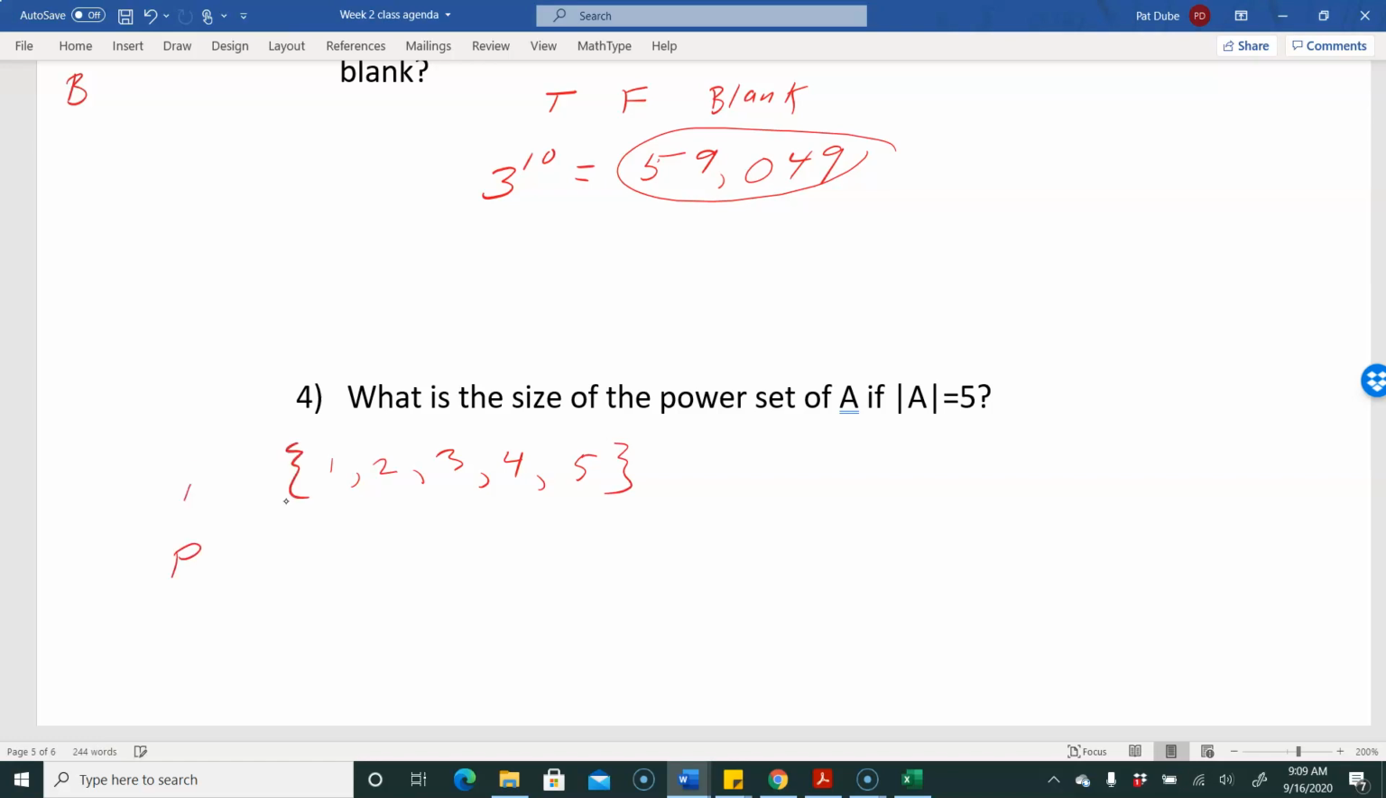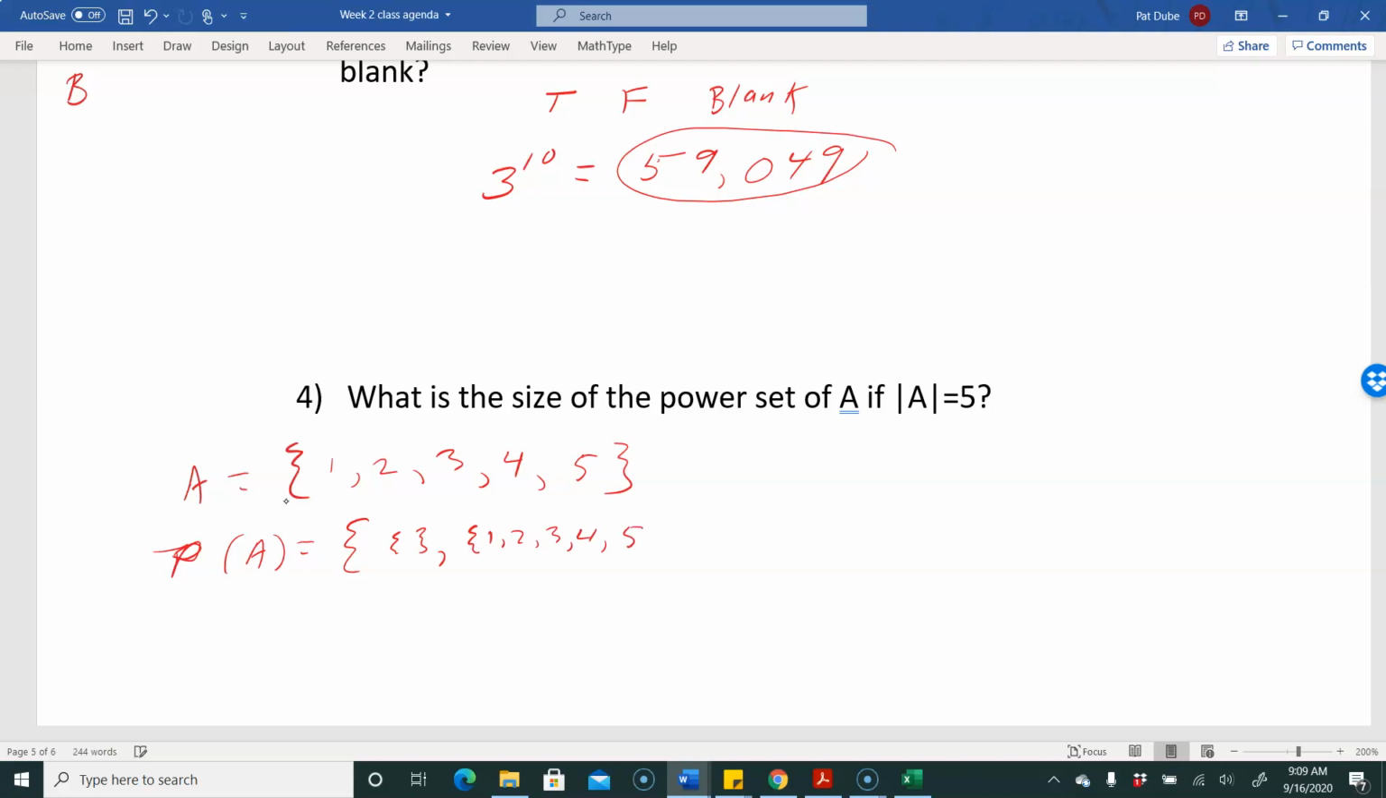So the power set, if this is A, so A has a cardinal number of 5. That's why I put 5 elements there. The power set, and that's a fancier P than that, of A equals, and I would start, okay, so first I have the empty set. Then I have the set that contains everything.